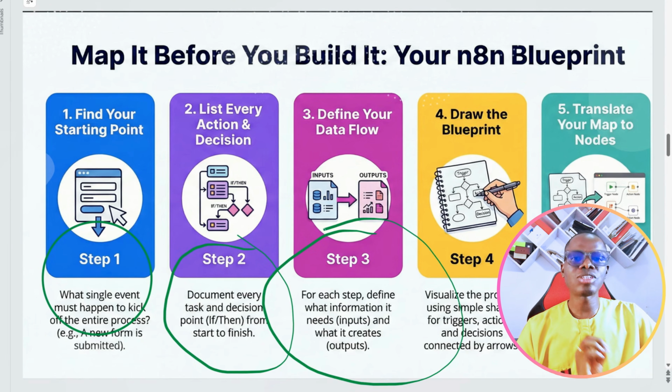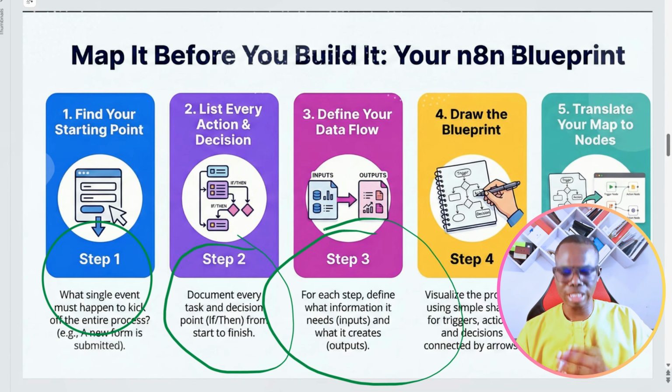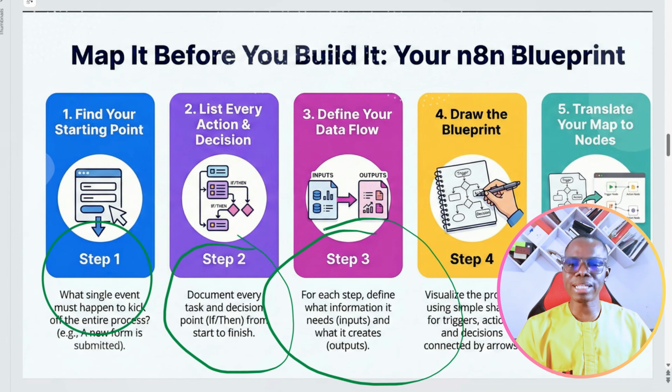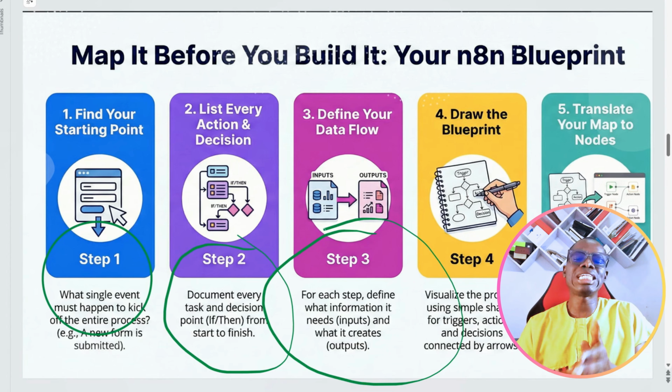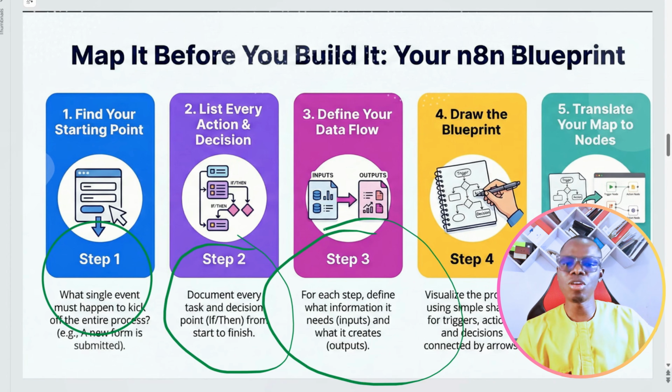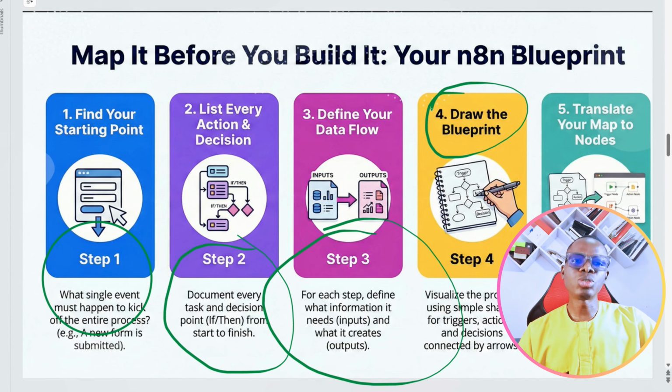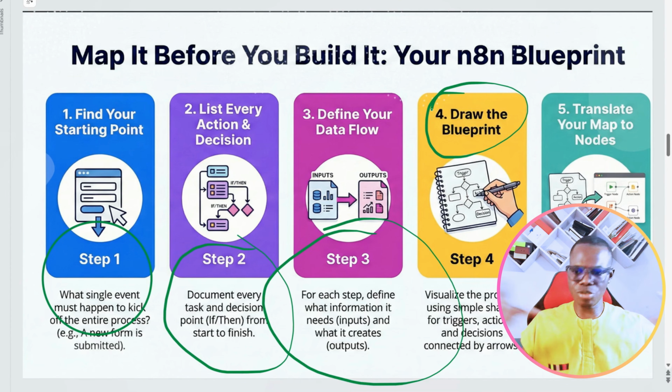Then you want to now define your data flow. What is going to be an input in one node? What is the expected output in that node? What format would you love to see the output? Maybe you want to use your output structured parser to make it appear in the way that you love it to appear so that you can use it. And then number four, you now draw everything together. You draw it together, and finally you start building in N8N.